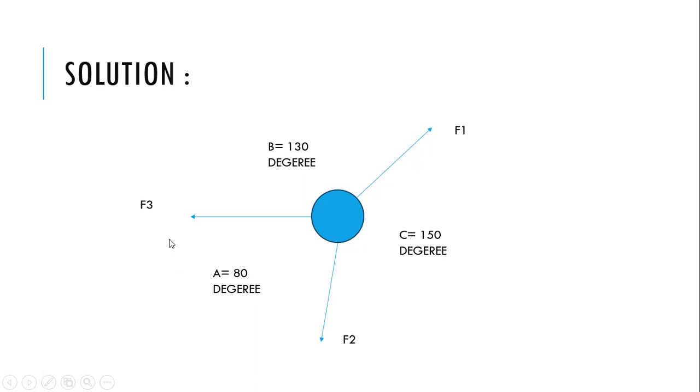That is, the angle between F2 and F3 is 80 degrees, alpha, or in other words, A. The angle between F3 and F1 is 130 degrees. The angle between F1 and F2 is 150 degrees. So A, B and C are given here for your reference.